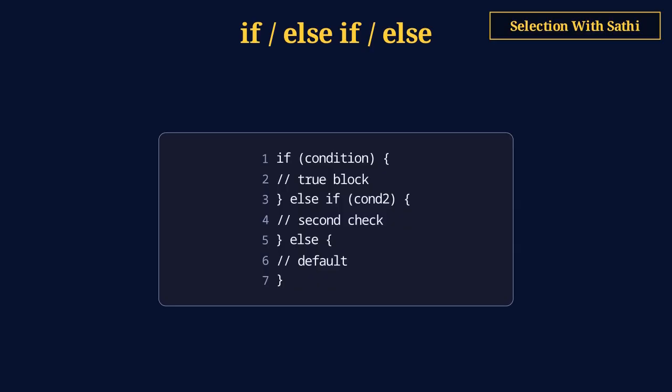A common GATE question is the dangling else problem. In C, an else always binds to the nearest unmatched if. To avoid ambiguity, always use curly braces around your if and else blocks.